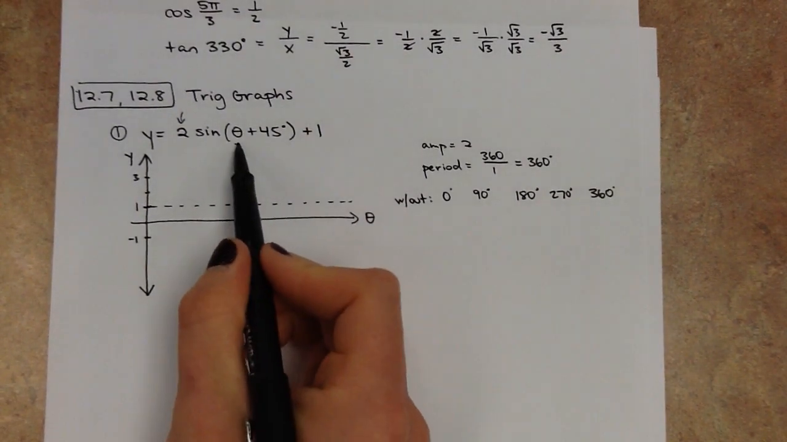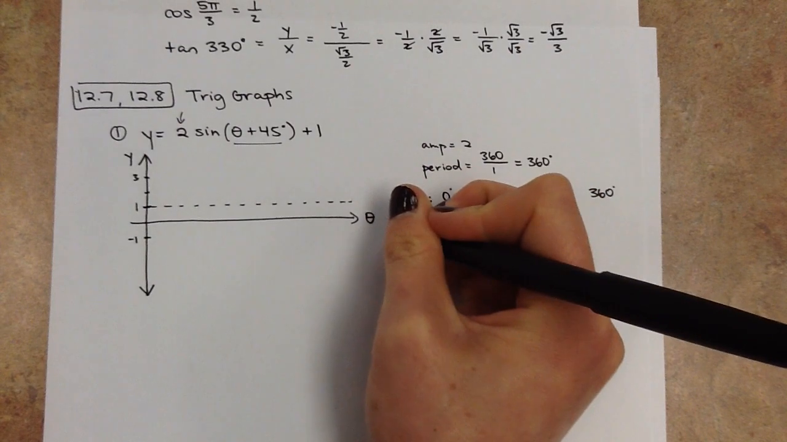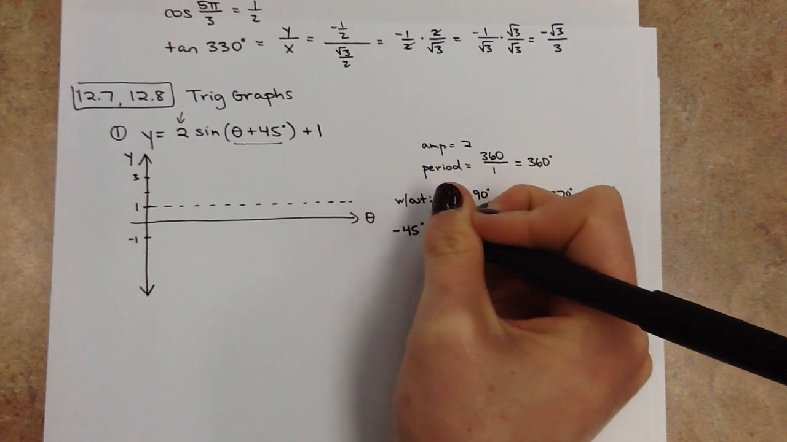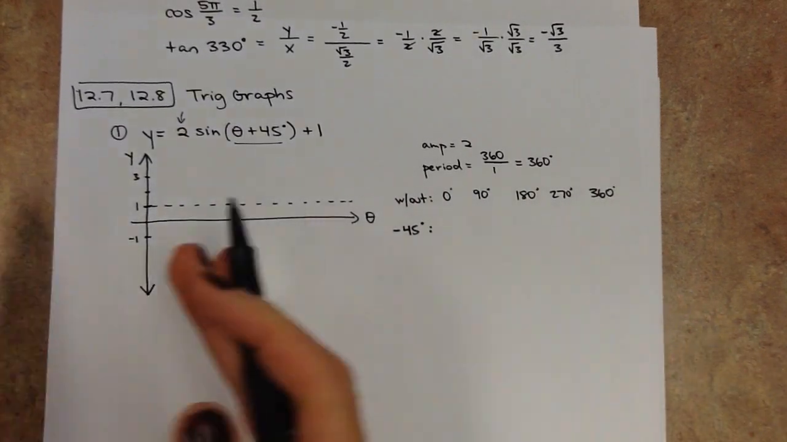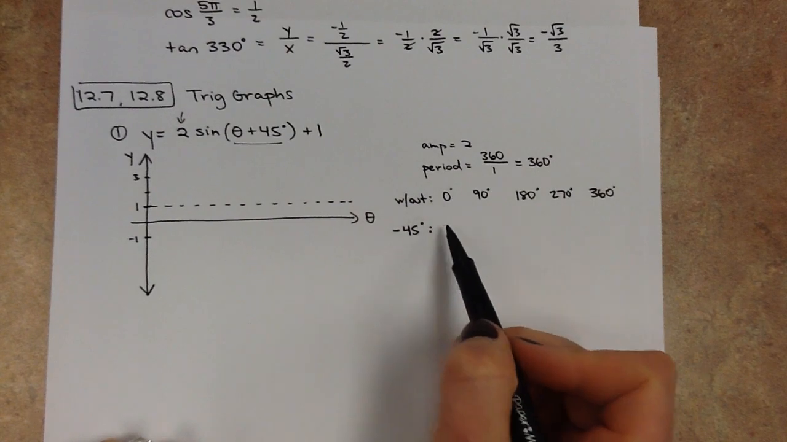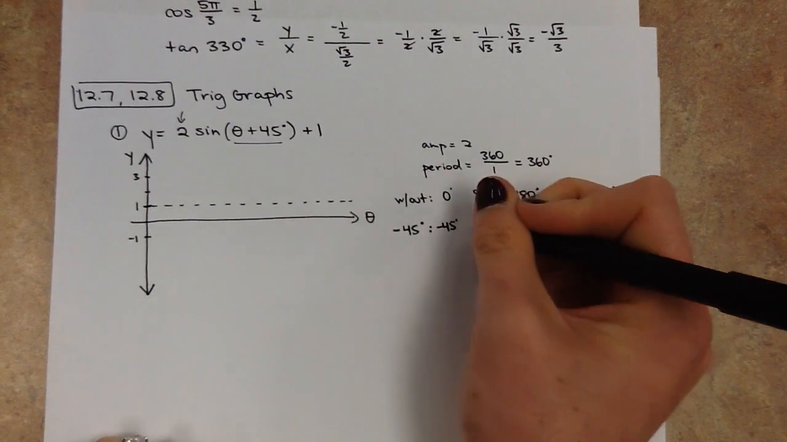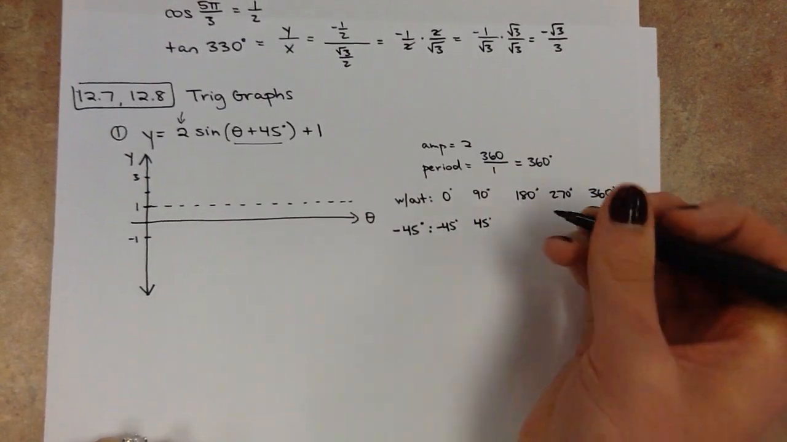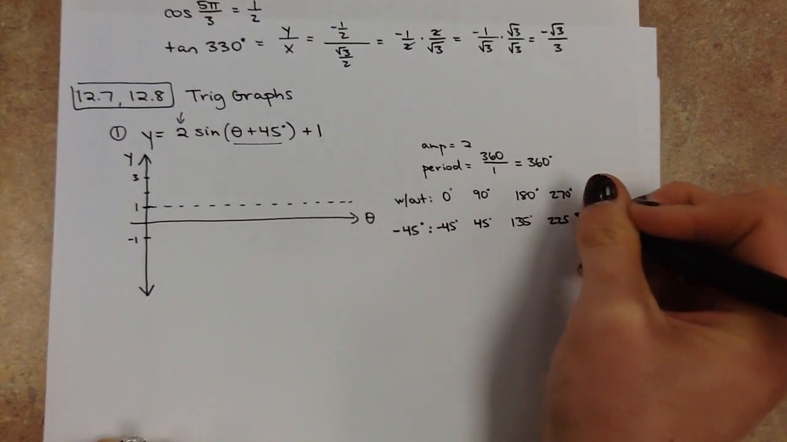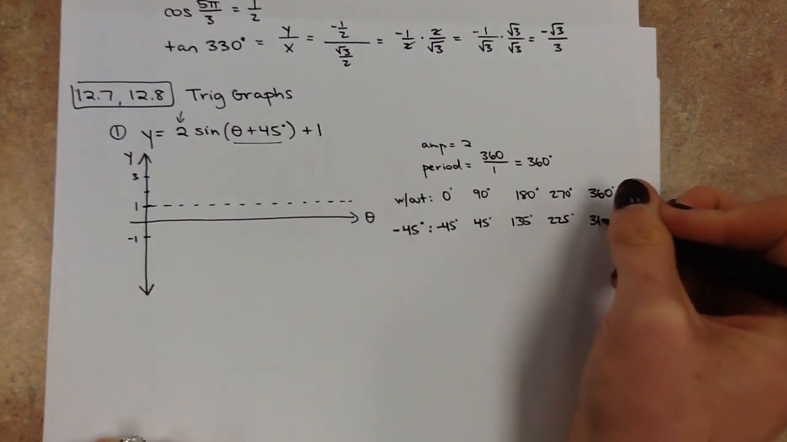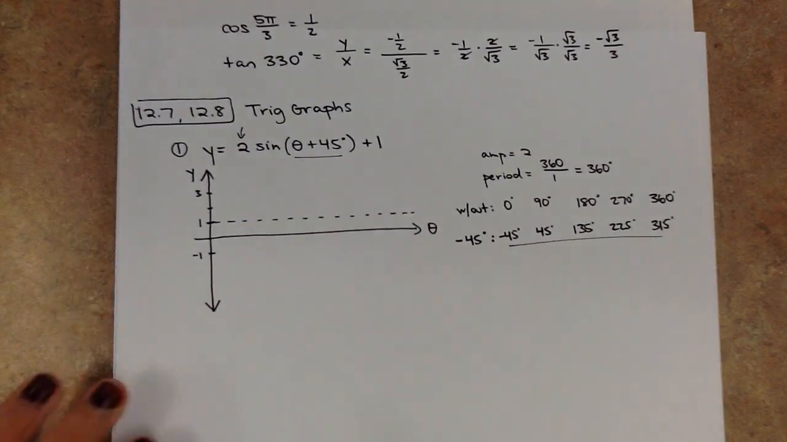However, I do have a phase shift. If you look at this part right here, the plus 45 actually means I'm going to the left 45 degrees. Okay, so here's without a phase shift. Next, I'm going to write all of these points if I move them 45 degrees to the left. Okay, so 0 minus 45 is negative 45. 90 minus 45 is 45. 180 minus 45 is 135. 270 minus 45 is 225, and 360 minus 45 is 315. So now these are the values that I'm going to use to mark up my theta axis. Okay, so I'm going to do that.